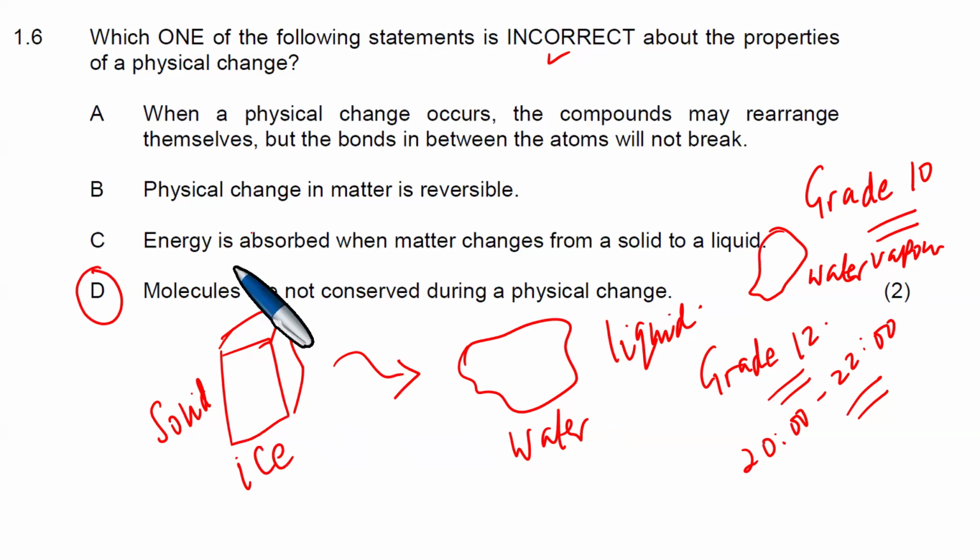And physical change in matter is reversible. So it is true to say physical change in matter is reversible. You can change water from ice to liquid, but if you have liquid water, you can also refrigerate and freeze it back to ice. So this is reversible, which is a physical change.